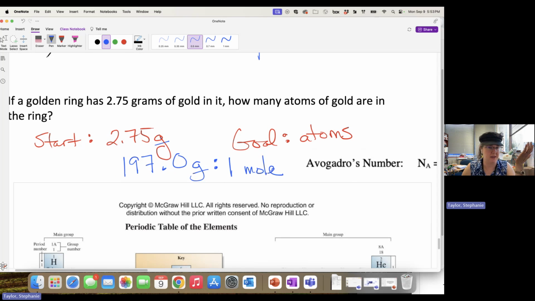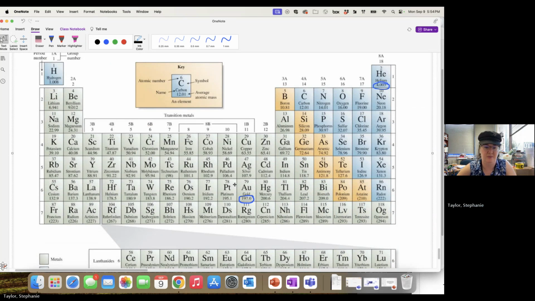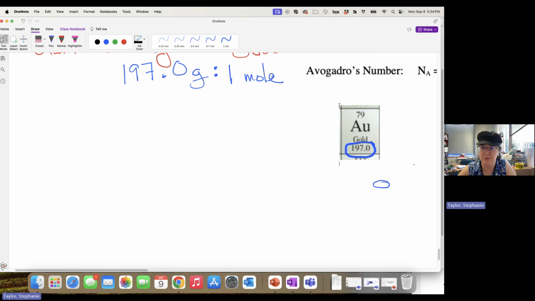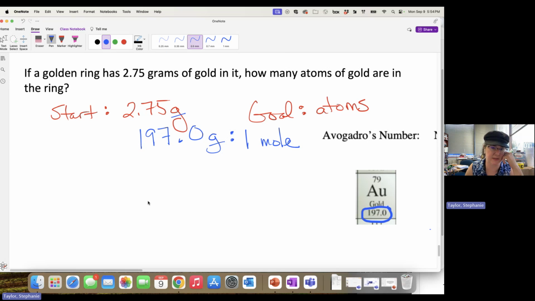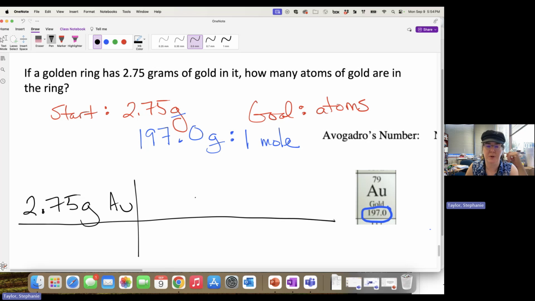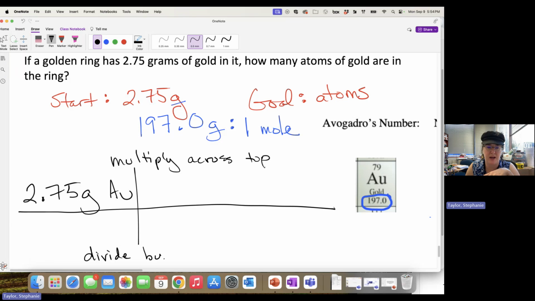So now it's math time. So I am actually getting rid of my periodic table, sadly. Oh, let me just nab the gold thing in case I need it. Bye-bye. Hello. Okay, so from the question, we are starting with 2.75 grams of gold. So I'm going to go ahead and start with 2.75 grams of gold. And then I'm going to use my train tracks. When I use these, I am multiplying across the top. And I'm going to then divide by anything in the bottom. Divide by items in bottom.